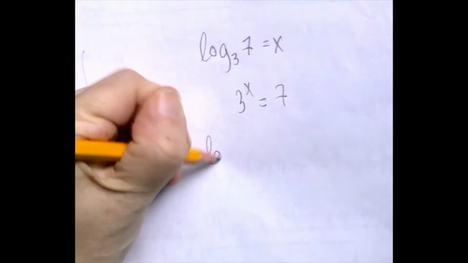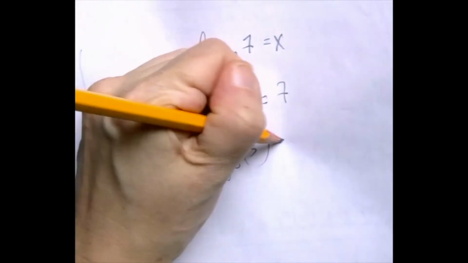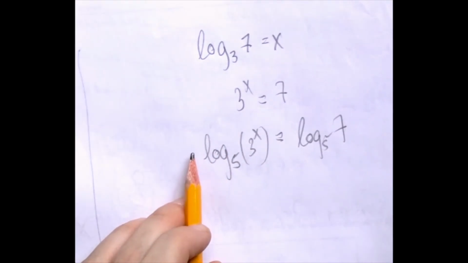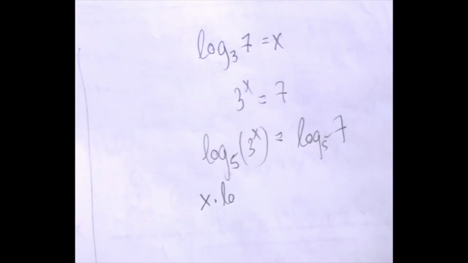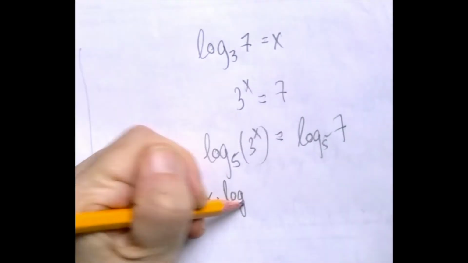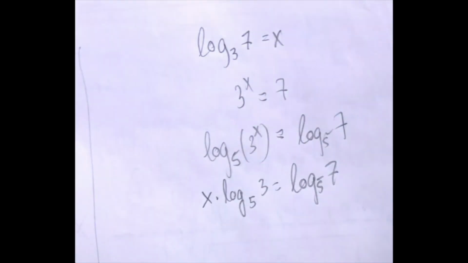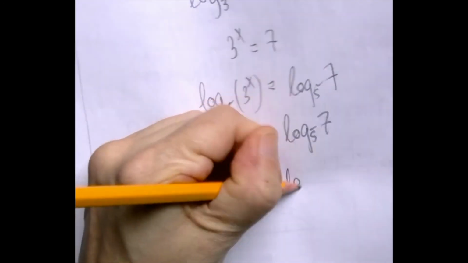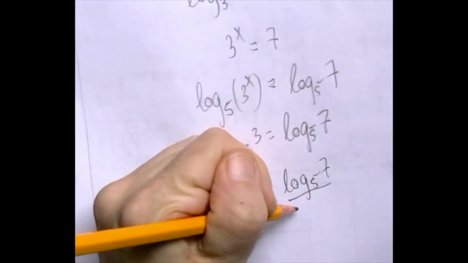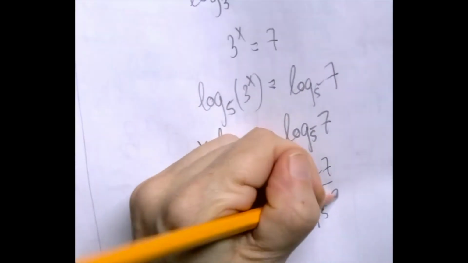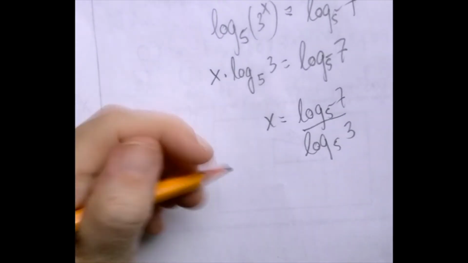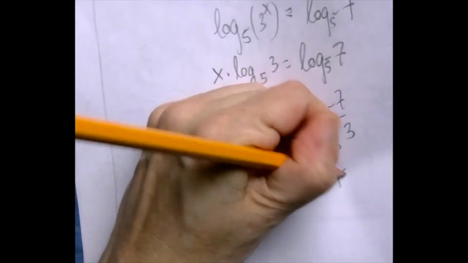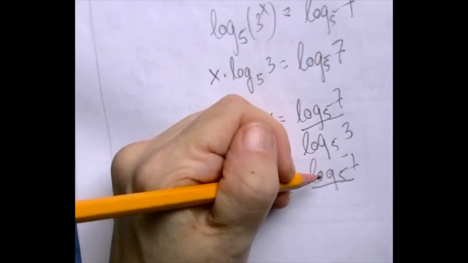So if we take log 5 of 3 to the x equals log 5 of 7, now this will use the rule that we just figured out, the previous one. This exponent becomes a multiplier. X times log 5 of 3 is log 5 of 7. And now we just have to solve for x, easy breezy. X is log 5 of 7 divided by log 5 of 3. And then we can state our result. We got that log 3 of 7 is log 5 of 7 over log 5 of 3.